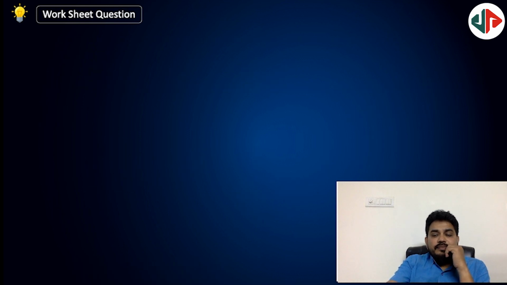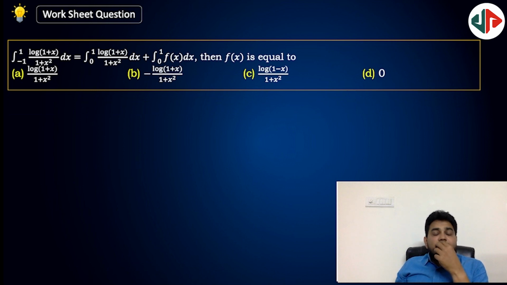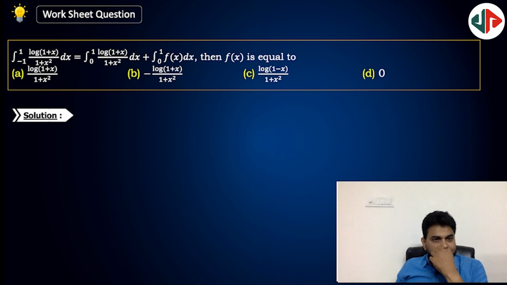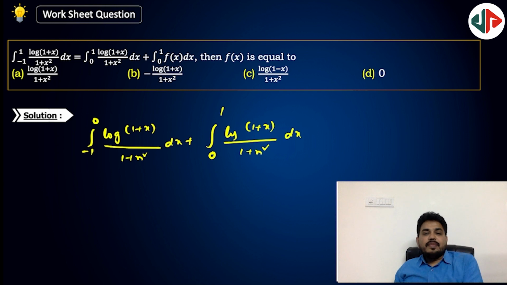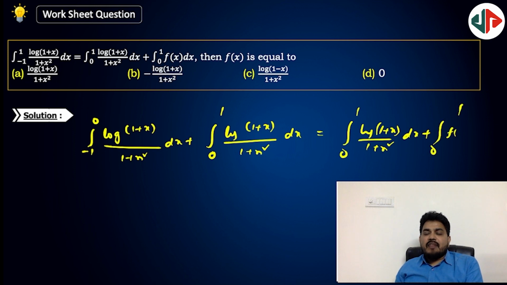Next question is the integral from minus 1 to 1 of log of (1 plus x) by (1 plus x square) dx is equal to the integral from 0 to this one. So this value I will write as the integral from minus 1 to 0 of log of (1 plus x) by (1 plus x square) dx plus the integral from 0 to 1 of log of (1 plus x) by (1 plus x square) dx, which is equal to the integral from 0 to 1 of log of (1 plus x) by (1 plus x square) dx plus the integral from 0 to 1 of f of x dx.